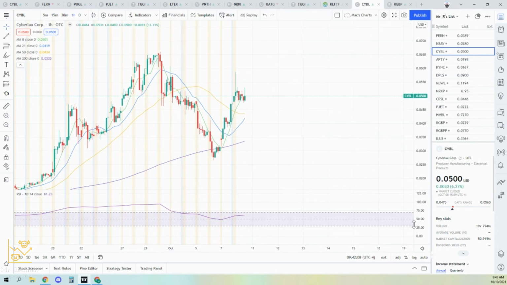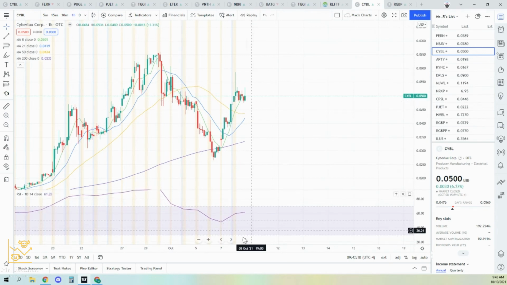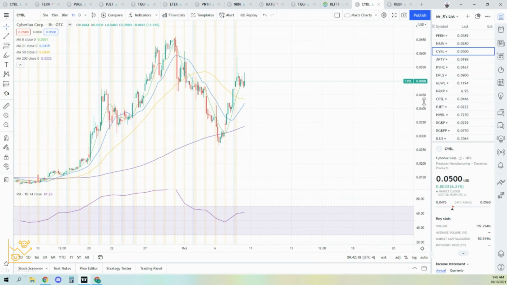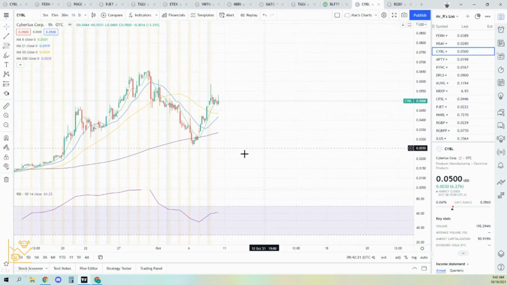This RSI right here should have been down right around this area, which would have been fine. It really doesn't matter. But there was an agenda behind it to save the stock, and that's what they did. So keep an eye on that. That's why it could pull back.